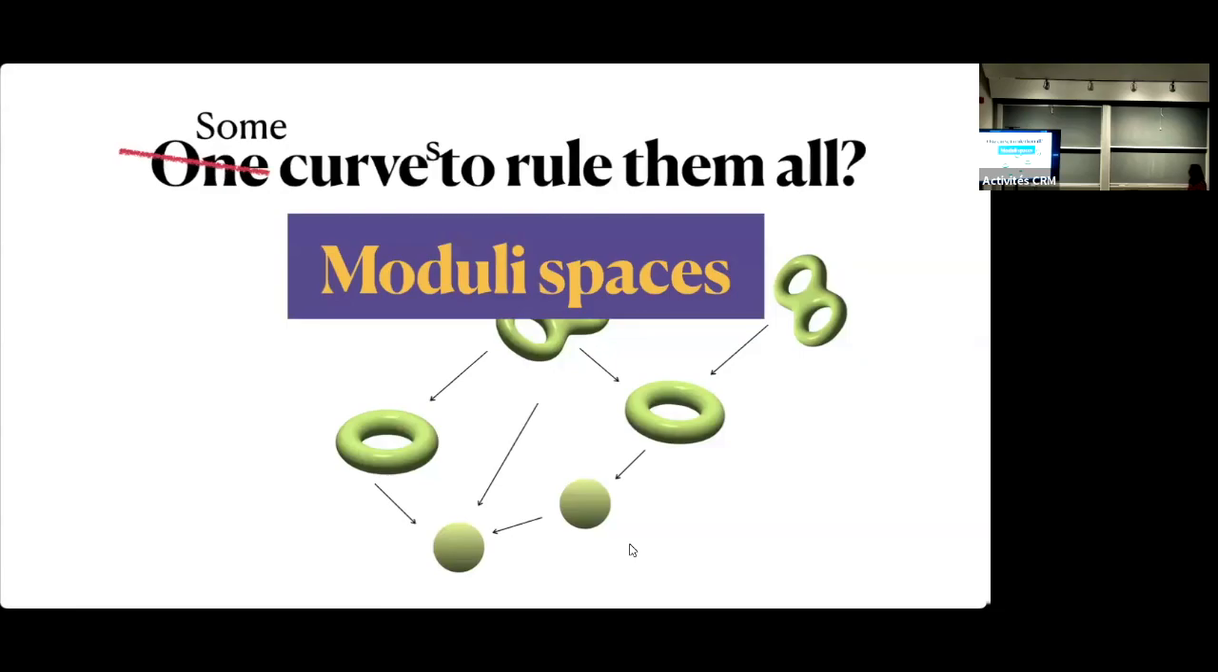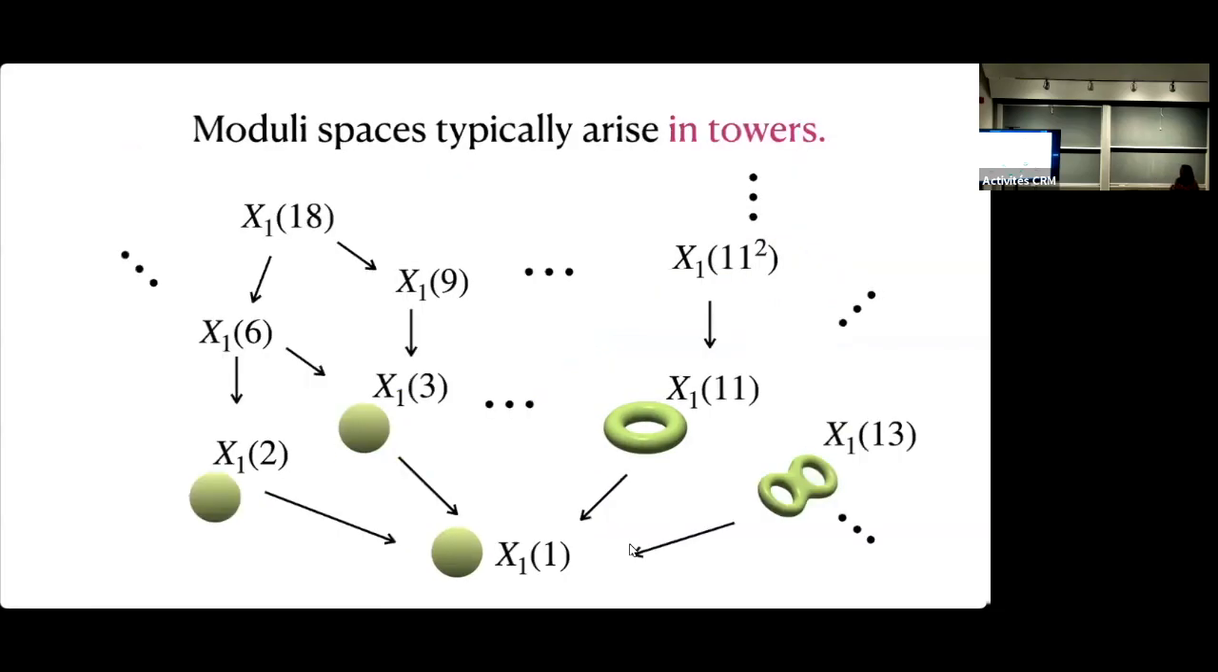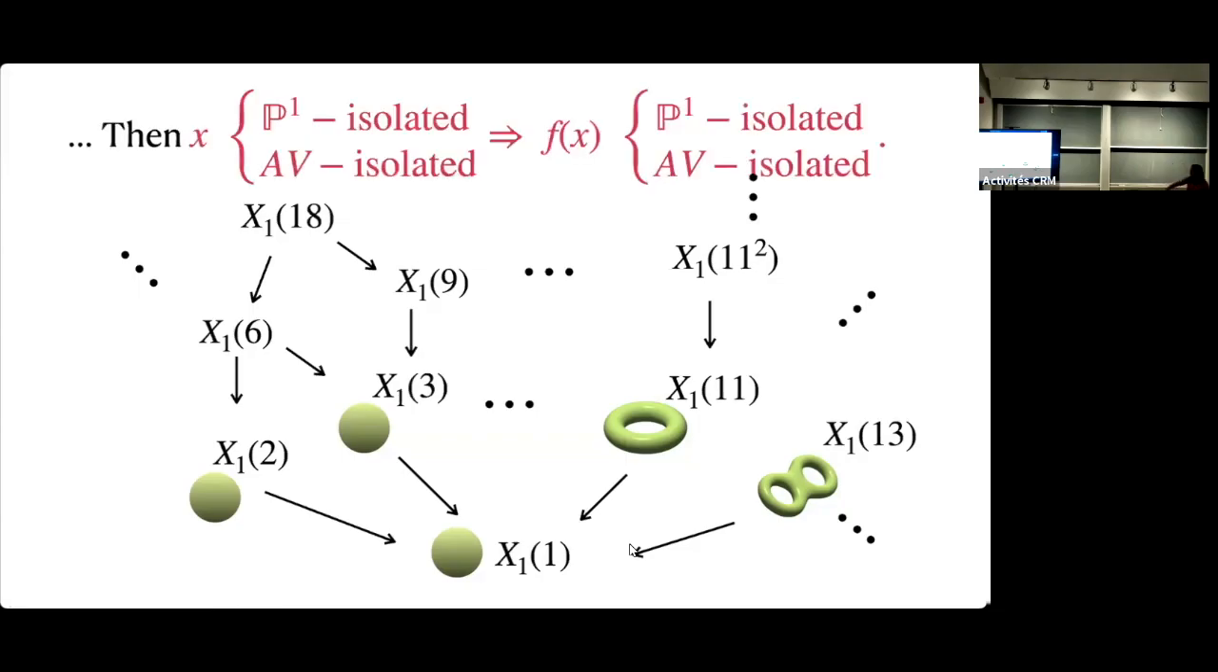Okay, and often moduli spaces are organized by different discrete invariants, and they arise in towers. There's this particular one, X_1(N), which we'll talk about, and it comes in a tower that's infinitely tall and infinitely wide. It's organized by positive integers by divisibility. It's infinitely tall and infinitely wide, but our lemma tells us that we should think of these isolated points as wanting to, like a pinball machine, come down this tower and percolate down.